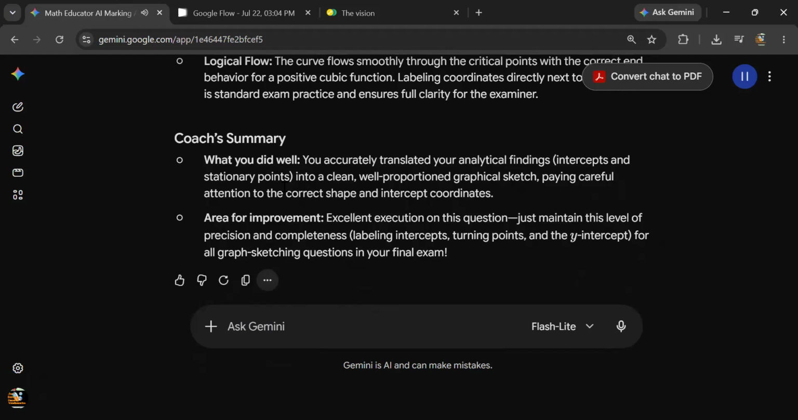Coach's summary. What you did well. You accurately translated your analytical findings, intercepts and stationary points, into a clean, well-proportioned graphical sketch, paying careful attention to the correct shape and intercept coordinates. Area for improvement. Excellent execution on this question. Just maintain this level of precision and completeness. Labeling intercepts, turning points, and the y-intercept for all graph sketching questions in your final exam.